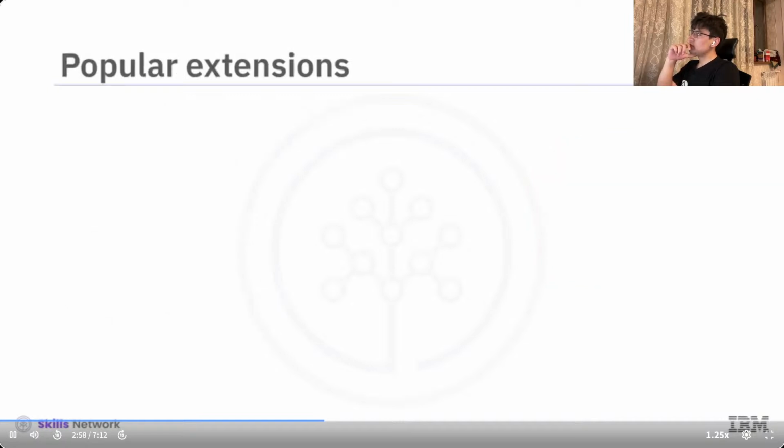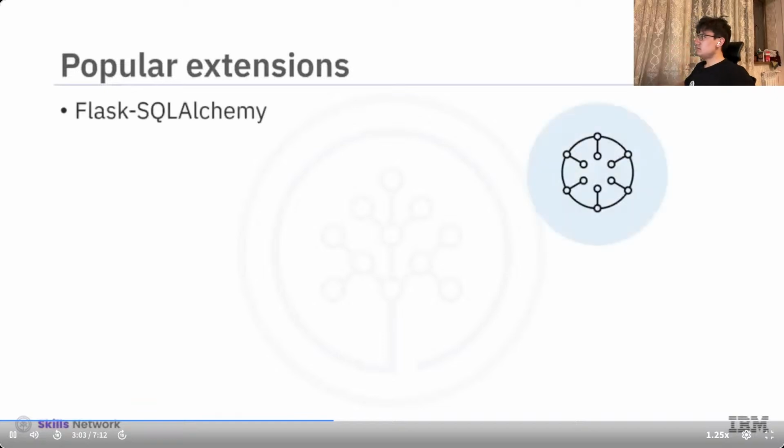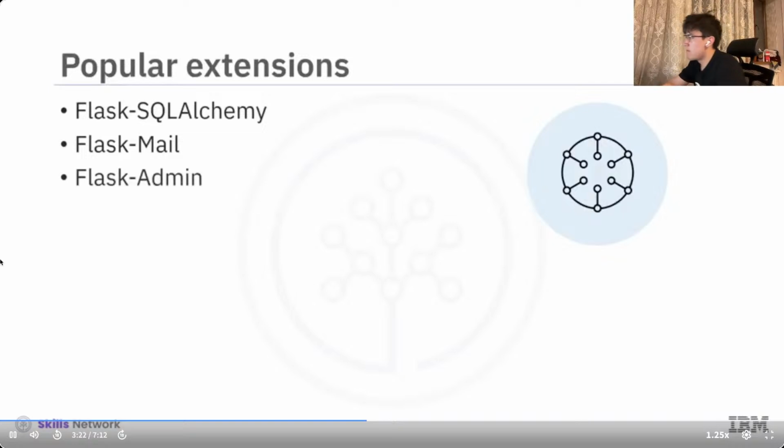Some of the popular community extensions that can be added to your application are the following. Flask SQLAlchemy adds support for an ORM called SQLAlchemy to Flask, giving developers a way to work with database objects in Python. Flask Mail provides the ability to set up an SMTP mail server. Flask Admin lets you add admin interfaces to Flask applications easily. And Flask Uploads allows you to add customized file uploading to your application.